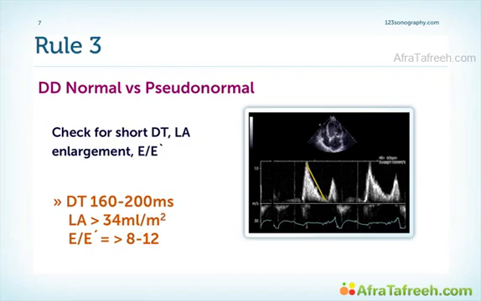If you want to be 100% sure, you can also perform other measurements. For example, you can look at the deceleration time or the E to E prime ratio. And remember, you can also use the 2D image because patients who have elevated filling pressures usually also have an enlargement of the left atrium.